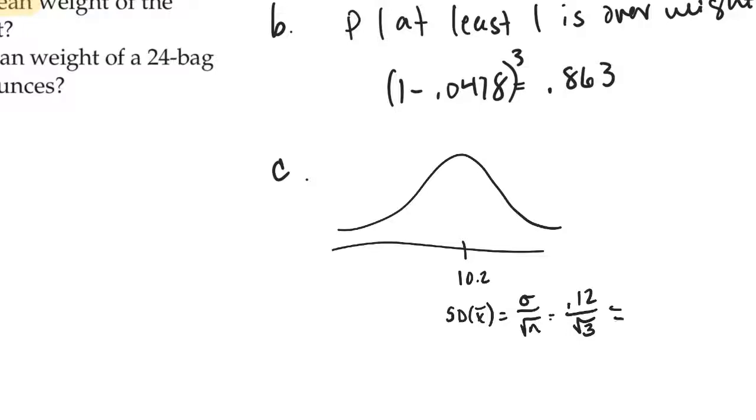This is the most important step in this chapter. This is one of the most forgotten pieces too. When I do that, we get 0.069. I'm still looking here at 10 ounces.